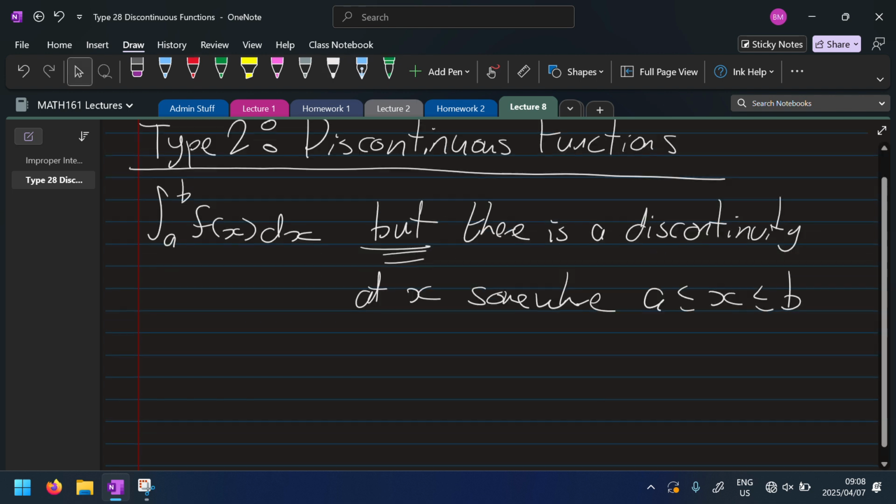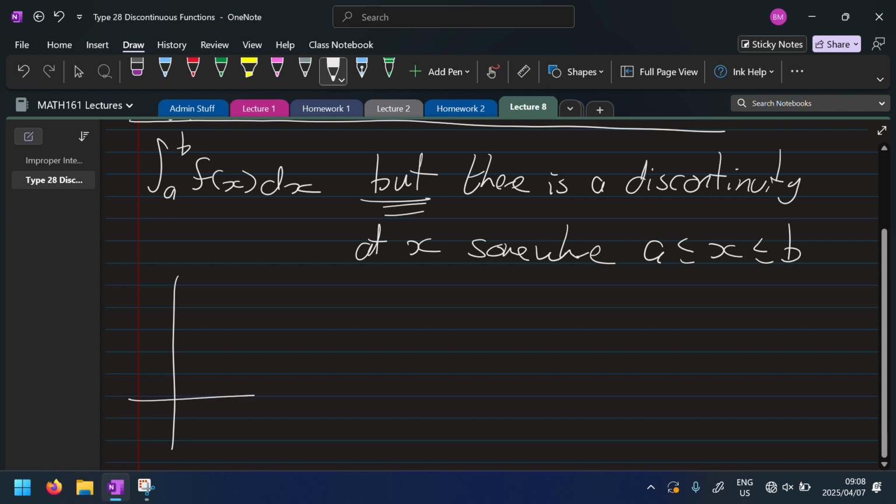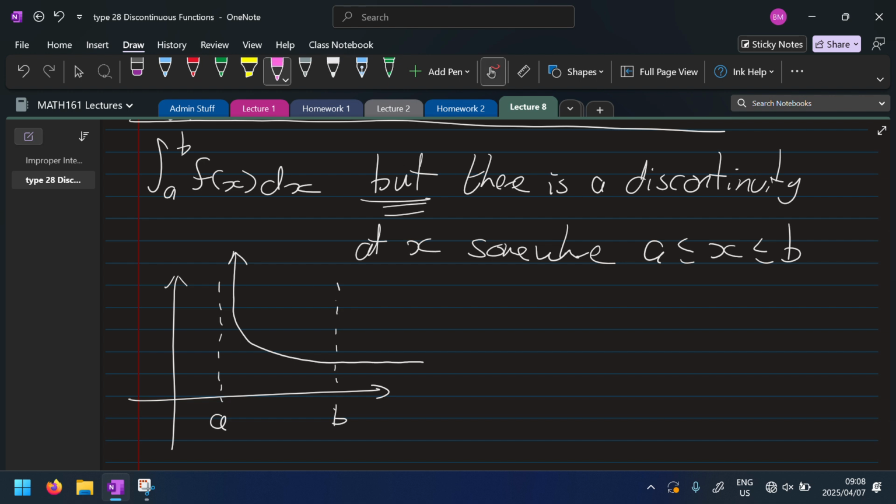So what does this look like? Let's look at the three simple cases. Maybe the discontinuity is at A, so we've got something like this, where there's an asymptote at A, and at B it's fine. We want to find this area here. B is perfectly fine, no issues there. But at A we've got an asymptote. That's going to be an issue. We need to deal with that.